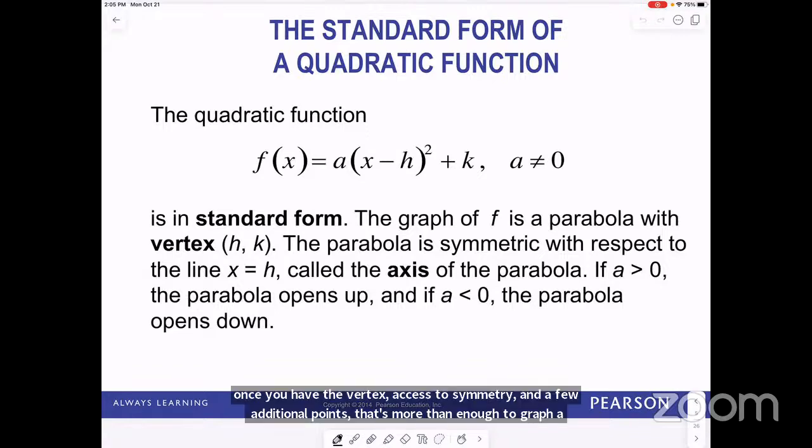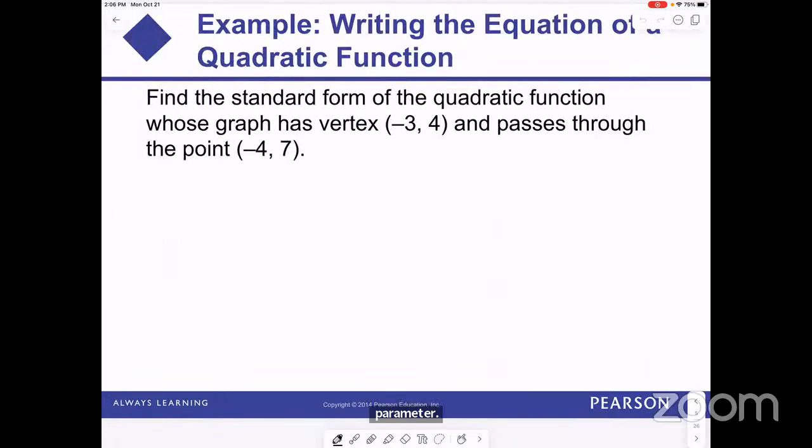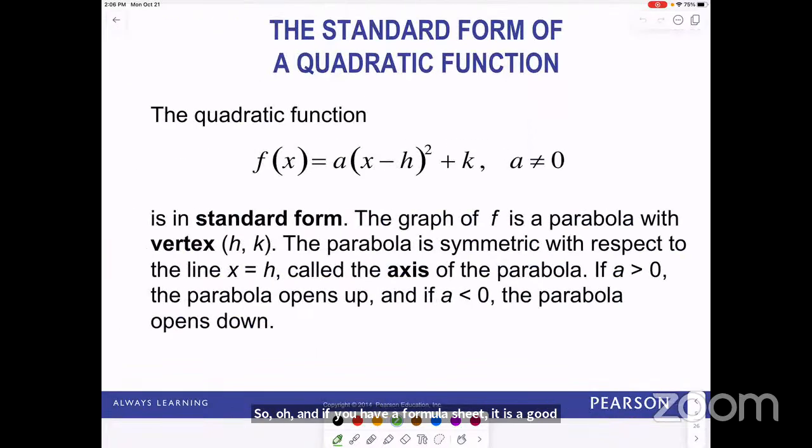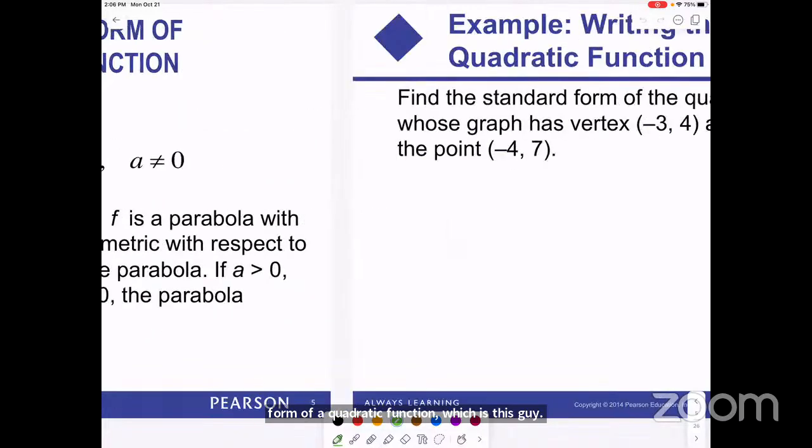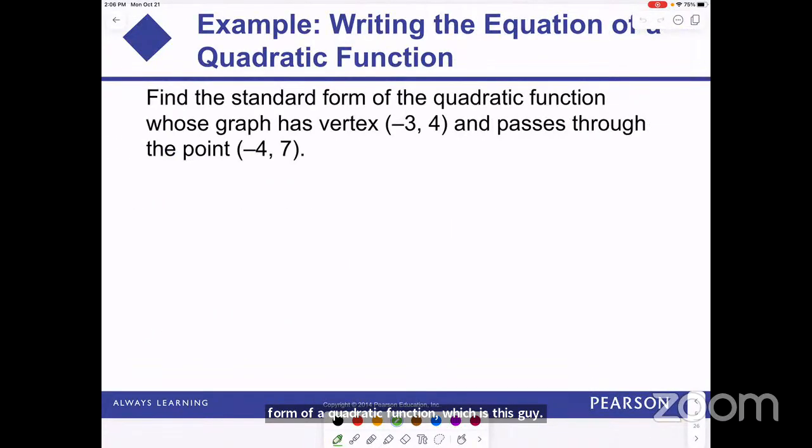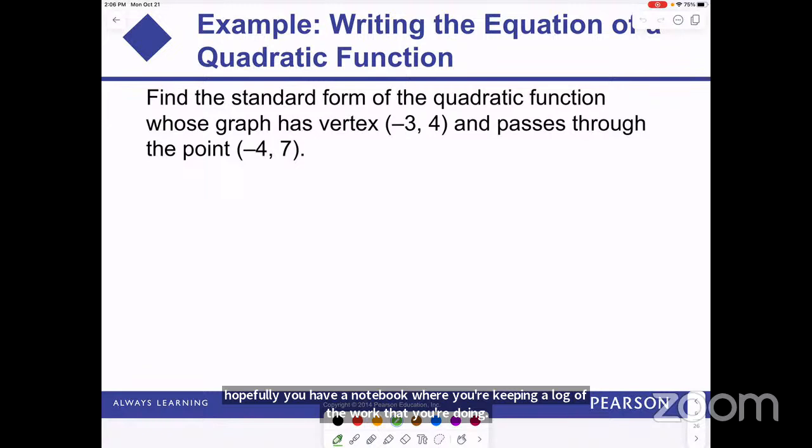So here we're asked to find the standard form of a quadratic function given this vertex, and it passes through this point. So I think on the previous slide, again, every time we use a formula, write it down. And if you have a formula sheet, it is a good idea to update your formula sheet with the standard form of a quadratic function, which is this guy. Okay, and we have several formulas that you're going to want to be able to reference at a moment's notice. So hopefully you have a notebook where you're keeping a log of the work that you're doing, kind of making your own manuscript, right? That's the idea.